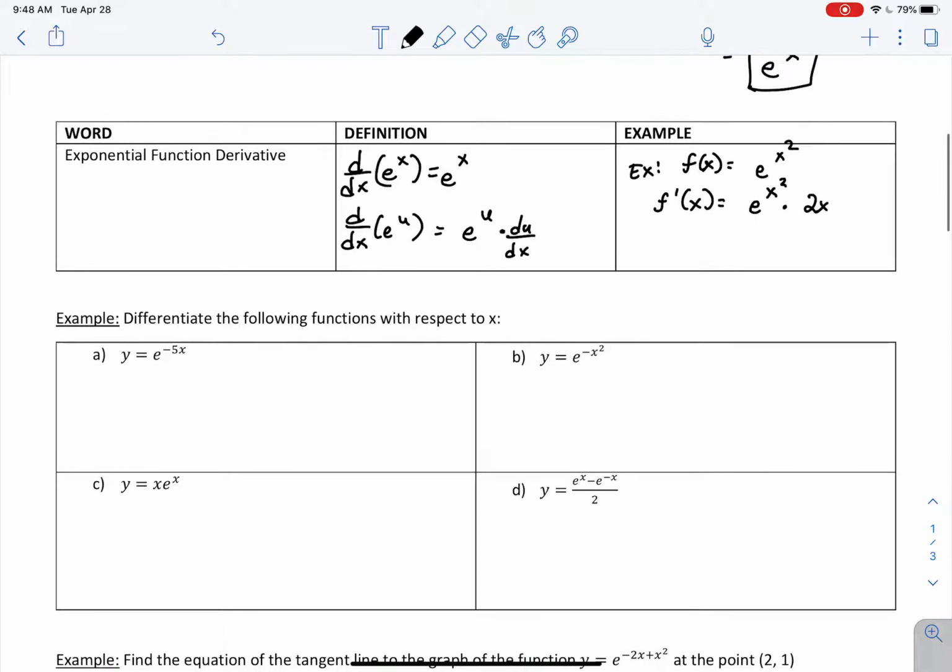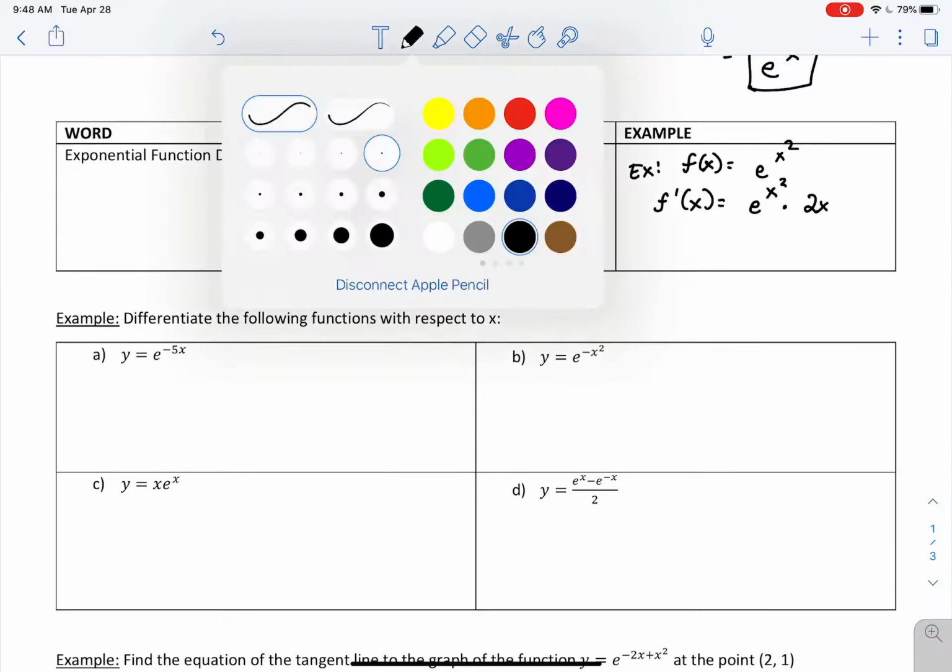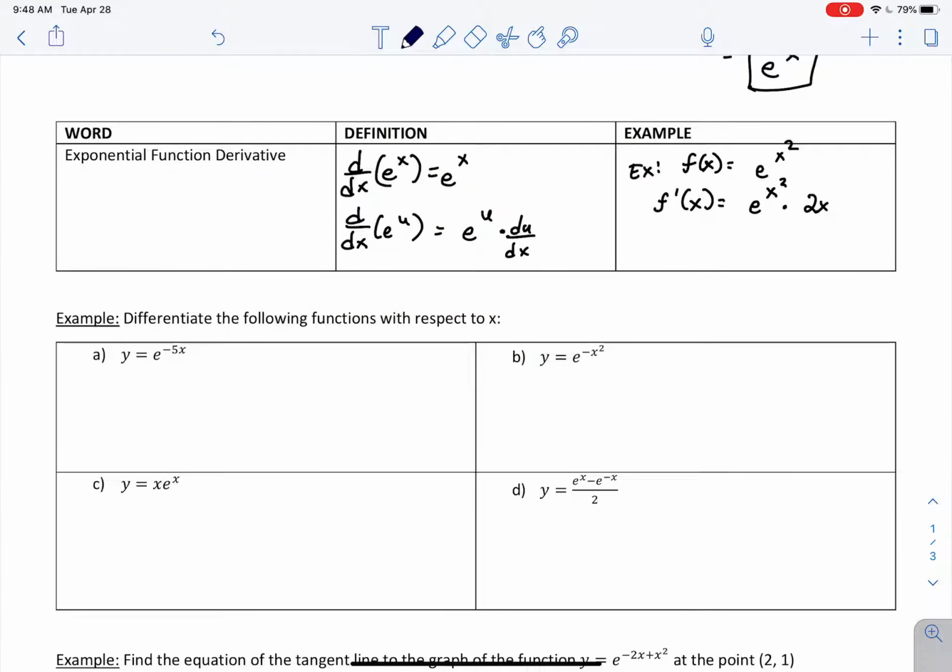Okay. So you have some practice problems on here to take derivatives of. I'll do maybe 2 of them, and then I want you to do the other 2 on your own. So let's do this first one. So y is e to the negative 5x. We want to differentiate with respect to x. So I want to find dy dx.